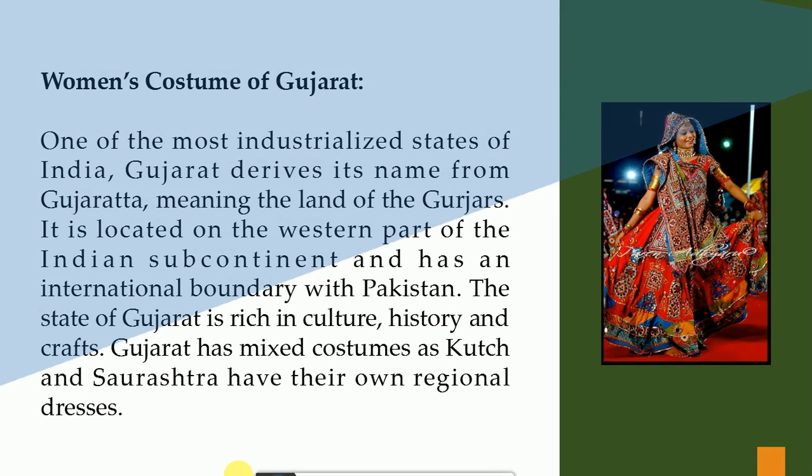Women's costume of Gujarat, one of the most industrialized states of India. Gujarat derives its name from Gujarata, meaning the land of the Gujars. It is located on the western part of the Indian subcontinent and has an international boundary with Pakistan. The state of Gujarat is rich in culture, history and crafts. Gujarat has mixed costumes as Kutch and Saurashtra have their own regional dresses.